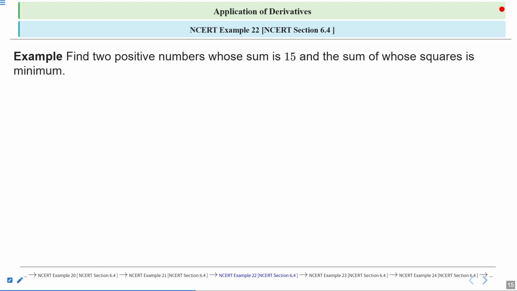Okay, next one is NCERT example 22, which is a part of NCERT section 6.4, right?